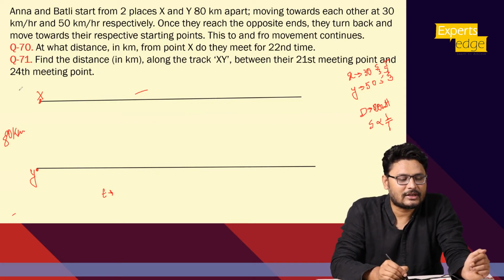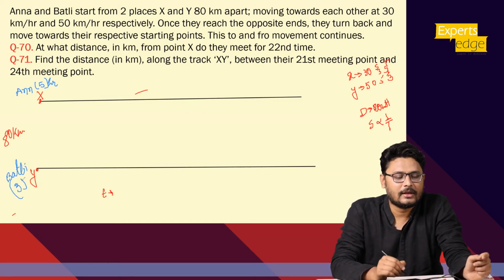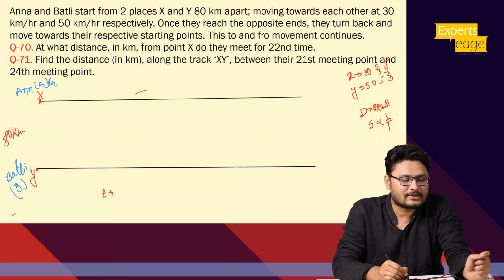This x से जो निकला है, अन्ना के लिए 5. I hope this is clear. What is 5? 5 is the time, 5 hours to complete this. And similarly मैंने जो y पे लिया है, बाटली, he will take 3. ठीक है. This is the inverse of their speed. Okay. Now just let me draw it. जैसे अन्ना हर 5 घंटे में आएगा, right?